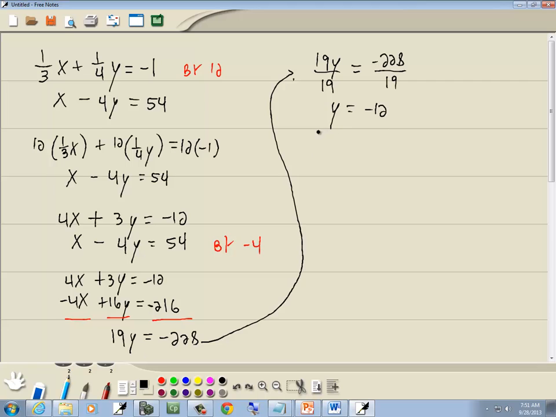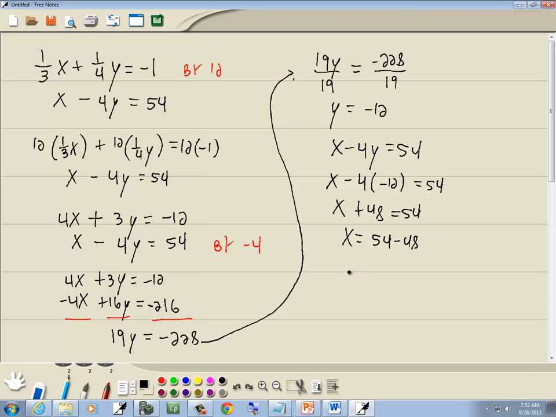Now we want to take this value and plug it back into one of our equations. It doesn't matter which one. I'm going to choose the second one because it doesn't have any fractions in it. So I've got x minus 4y is equal to 54, and we just said that y is -12. So we're going to replace the y with -12. -4 times -12 gives us positive 48, equals 54. We want to solve for x. I'll take the 48 over to the right side, and it becomes -48. And that gives us x is equal to 6.